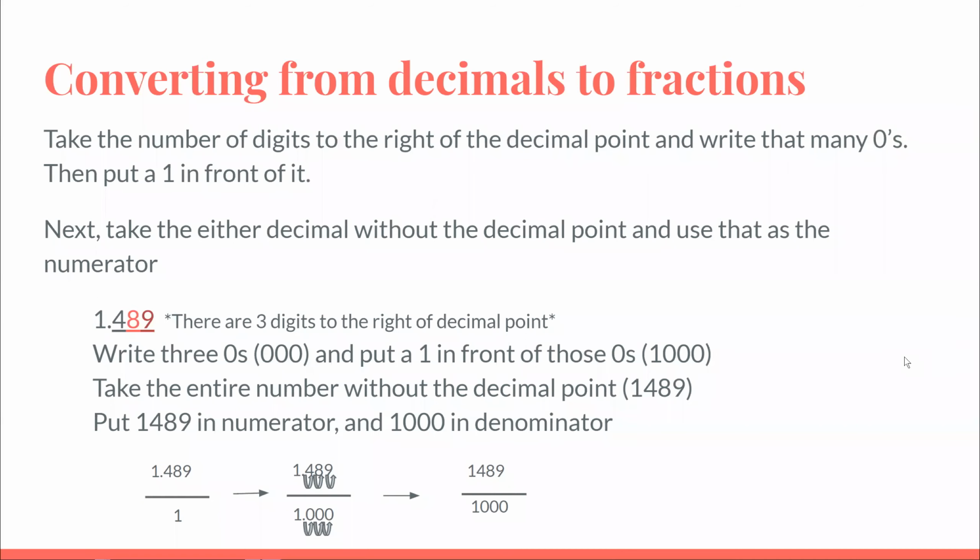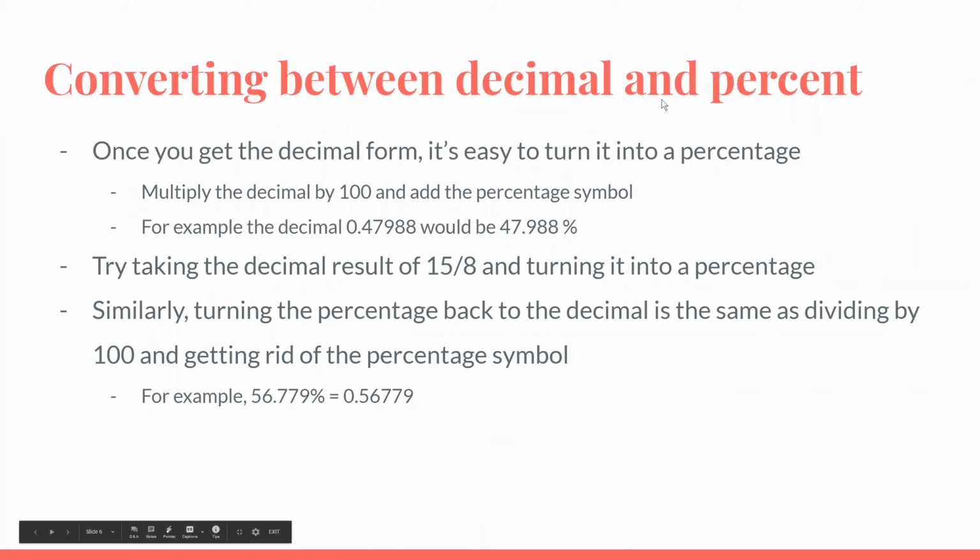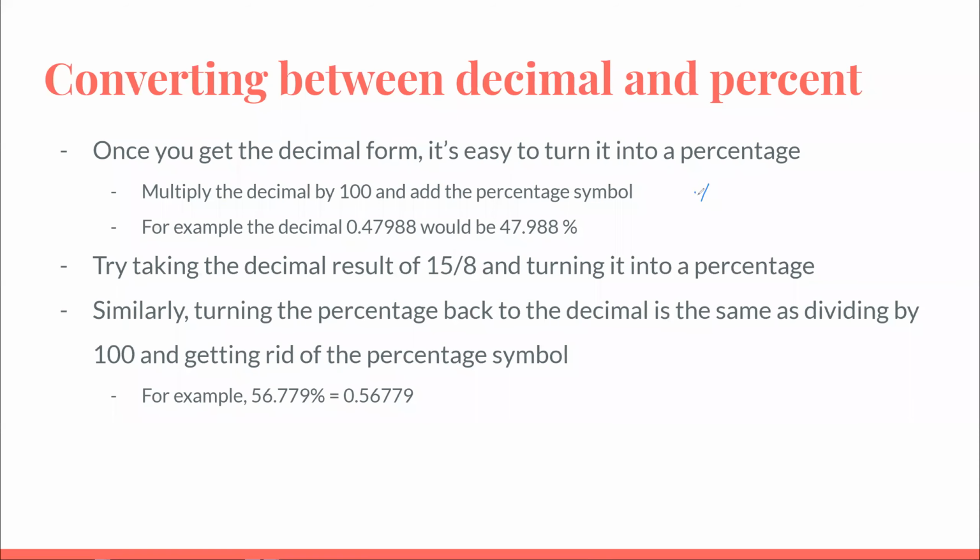All right, converting between decimal and percentage. Converting between decimal and percentage is actually not as hard as you would think. Once you get the decimal form, it's easy to turn it into a percentage. So what you would do is multiply the decimal by 100 and add the percentage sign. Remember, the percentage symbol is written like this.